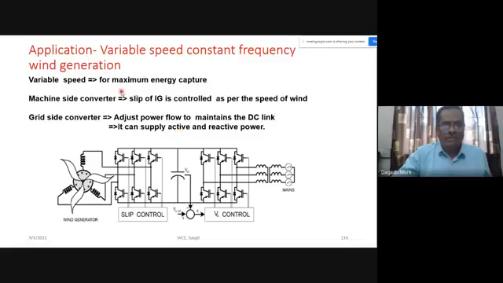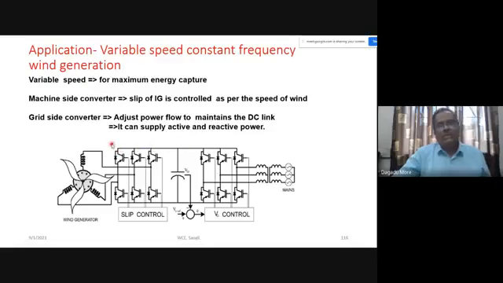We have two types of horizontal axis machines. One is constant speed and the other is variable speed. And now the trend is that we have to use the variable speed wind turbine machine. In that case, the speed of the turbine will change as per the wind velocity. The limits of wind velocity, you know, are from 4 meter per second or 3 meter per second to 15 meter per second.